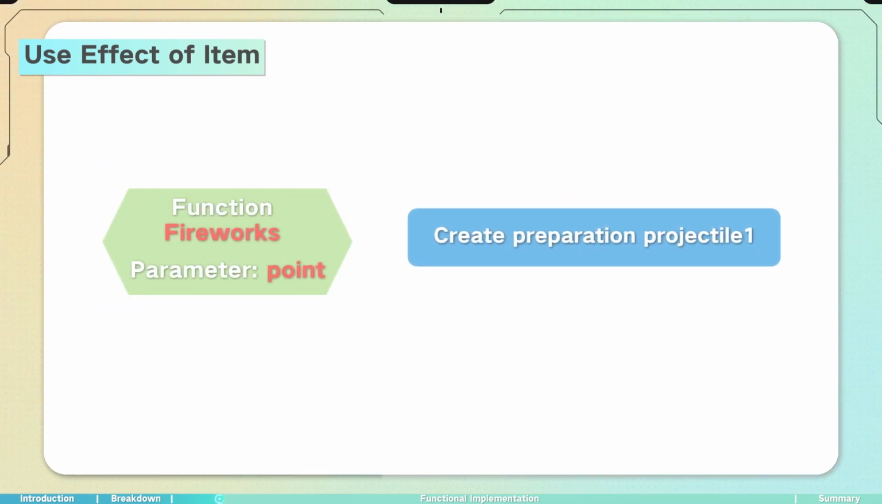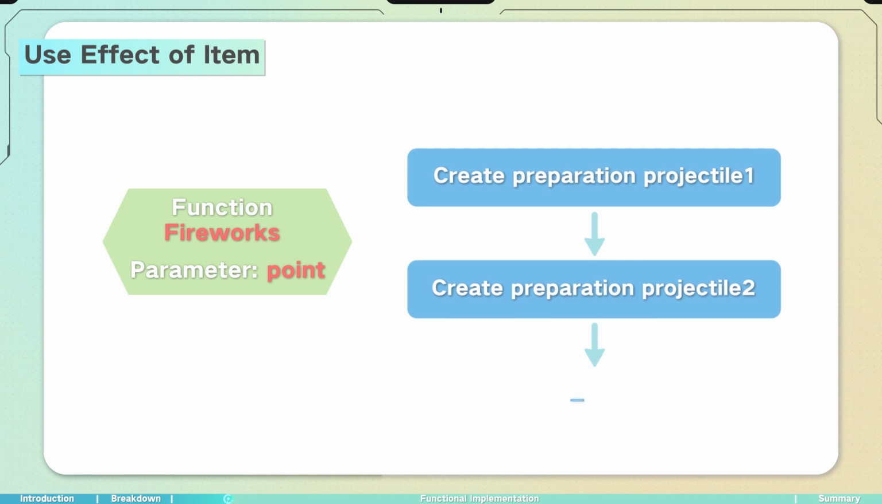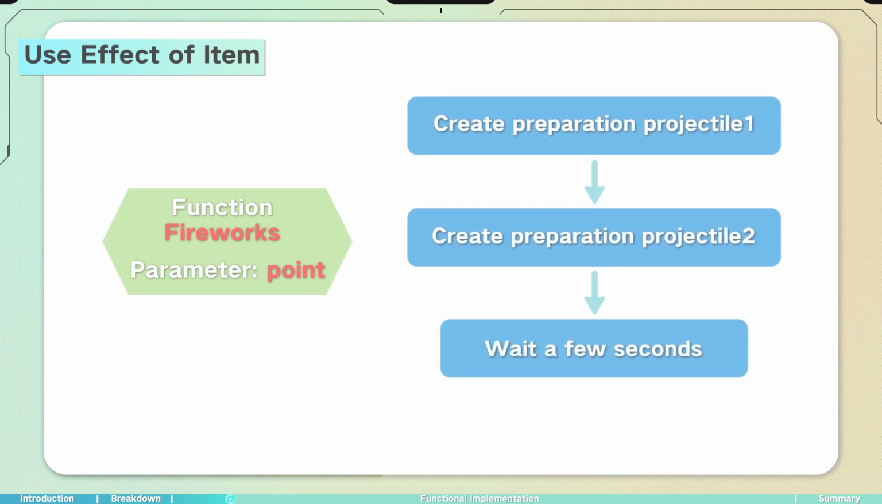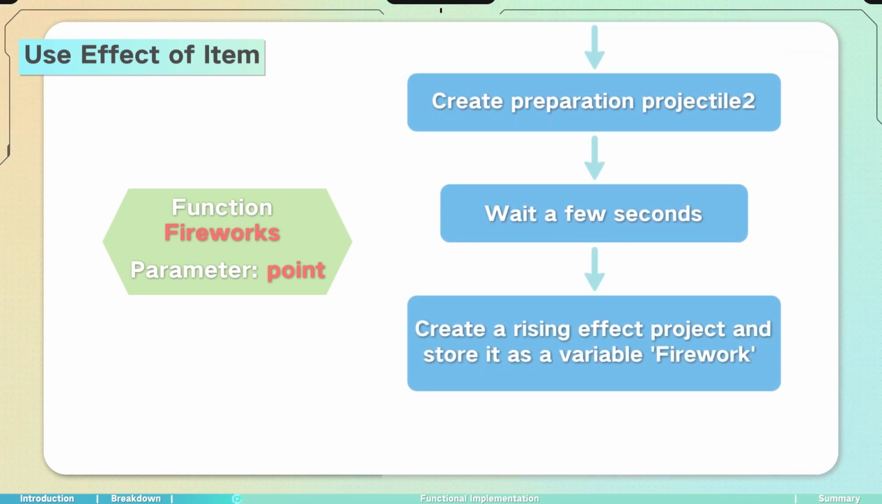First, we create 2 preparation projectiles, shockwave and flame, at point, 1 by 1. Then, we wait a few seconds for the preparation projectiles to end. Then, we create the rising effect at point. In order to make the effects of fireworks flying to the sky more realistic, we hope that the speed of this rising effect will gradually decrease.